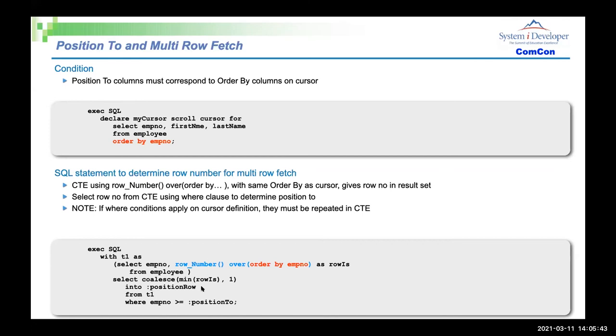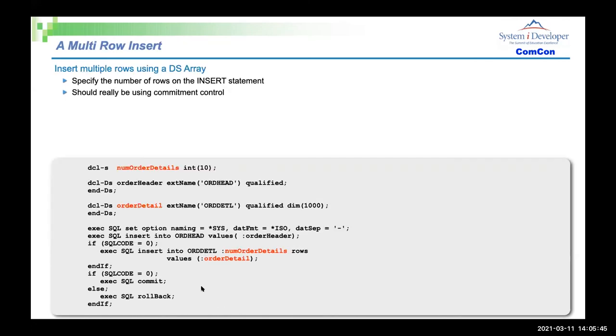And then just to finish up on this, as well as a multi-row fetch, you can also do a multi-row insert. A multi-row insert is where you've built up information, in this case in the order detail array. Here I have an order header and an order detail, and what I'm keeping is a count of how many of these I've filled. I'm allowing up to 1,000, but let's say I filled 60 of them. Then num order details has a value of 60.